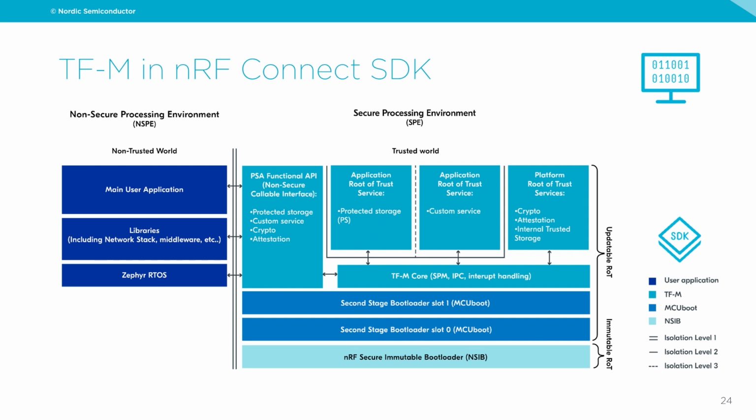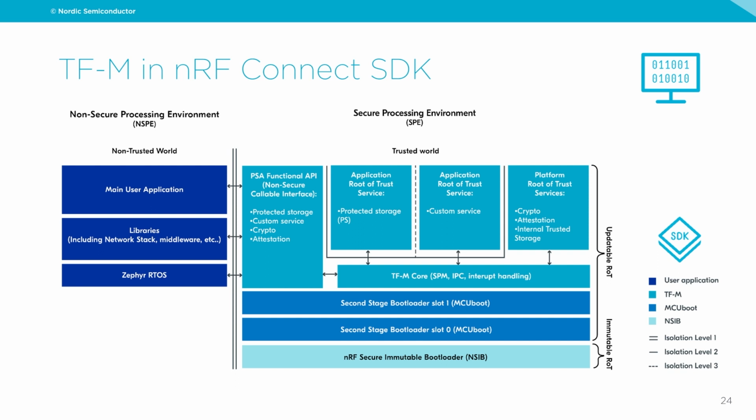So that's between the platform root of trust, where the security services are running. So that's isolated within the secure processing environment itself. And it's isolated from the application root of trust services. And those are application-specific services, meaning that they can be included if needed by the application. Some of these application root of trust services are predefined, such as the protected storage, but the application developer can also add custom application root of trust services if required for his application.